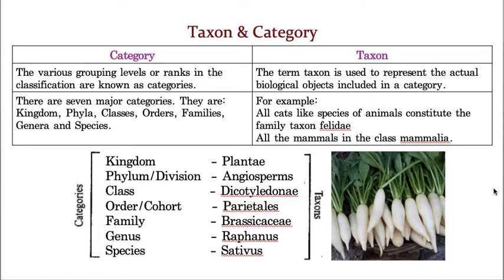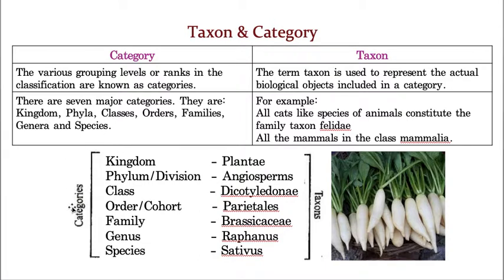Now, what is the difference between taxon and category? Categories mean the ranks in the taxonomic hierarchy. Every rank, kingdom is a rank, phylum is a rank, class is a rank, order is a rank. Kingdom, phylum, class, order, family, genus, and species are categories. But all the biotic components included under these categories are called taxons. For kingdom, plants: all plants are called taxons, whereas the rank of these plants, kingdom, is a category.